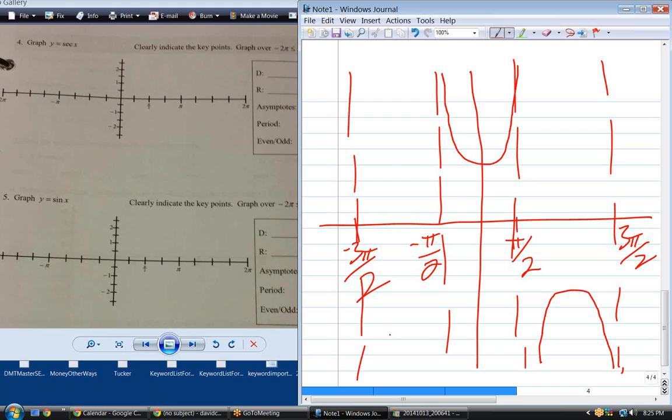But that doesn't complete the graph between minus 2 pi and pi. So I don't have another asymptote to show you, but I still have to put minus 2 pi there, and I got to draw half of it. And I got to put 2 pi over here, and I got to draw half of that one. Like that.